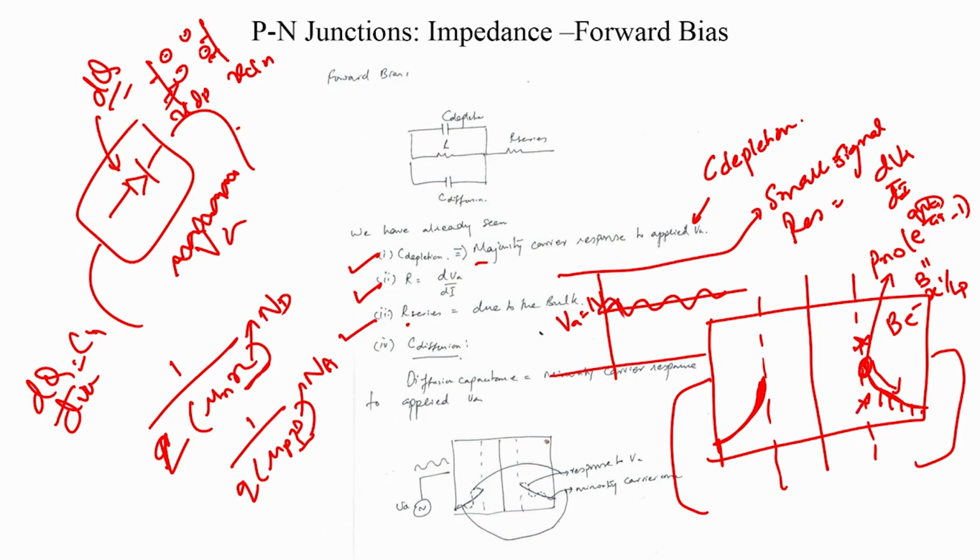So any fluctuation here will be seen as a wave-like response in the injected minority carrier concentration. As this applied voltage fluctuates, not only would the depletion width fluctuate, but also the injected minority carrier concentration will fluctuate, and this fluctuation in charge was never accounted for in the calculation of the depletion capacitance. That fluctuation in charge is accounted for in what we call the diffusion capacitance, okay.